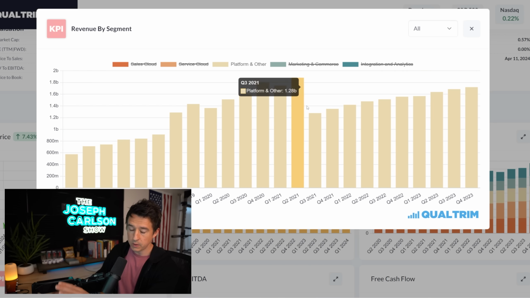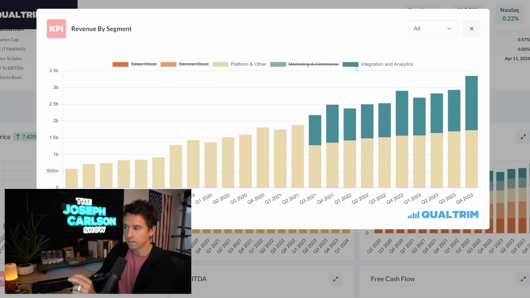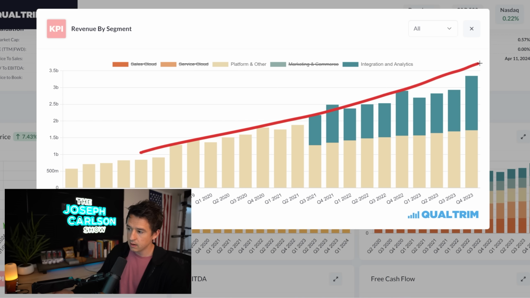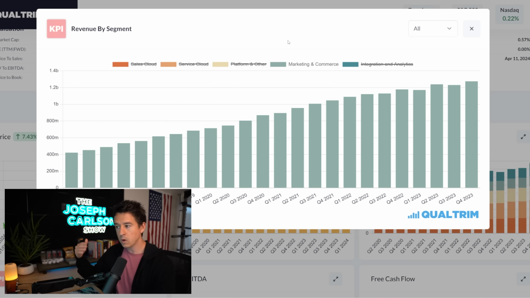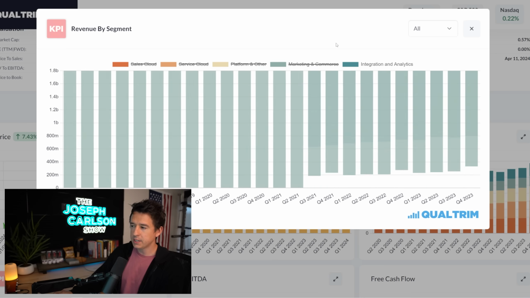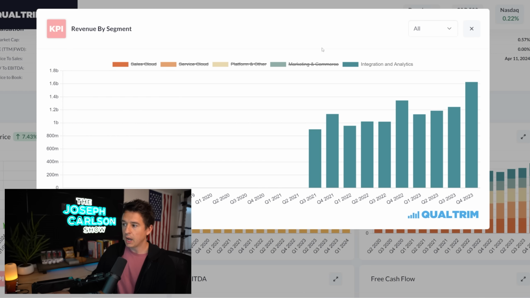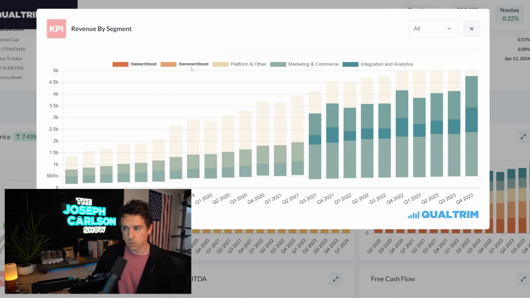And one thing you'll notice, it went down here. Not to be concerned, they simply broke out the integration and analytics part of it. So if you had that still in there, steady growth. They just broke that out. But then we get to the marketing and commerce, growing steadily. We get to integration and analytics, growing steadily. I love that every part of this business is growing.